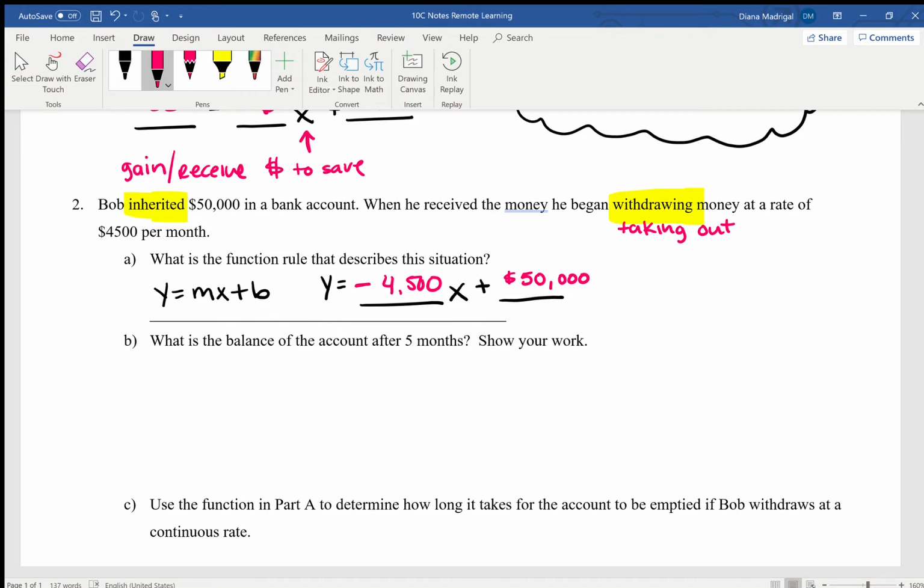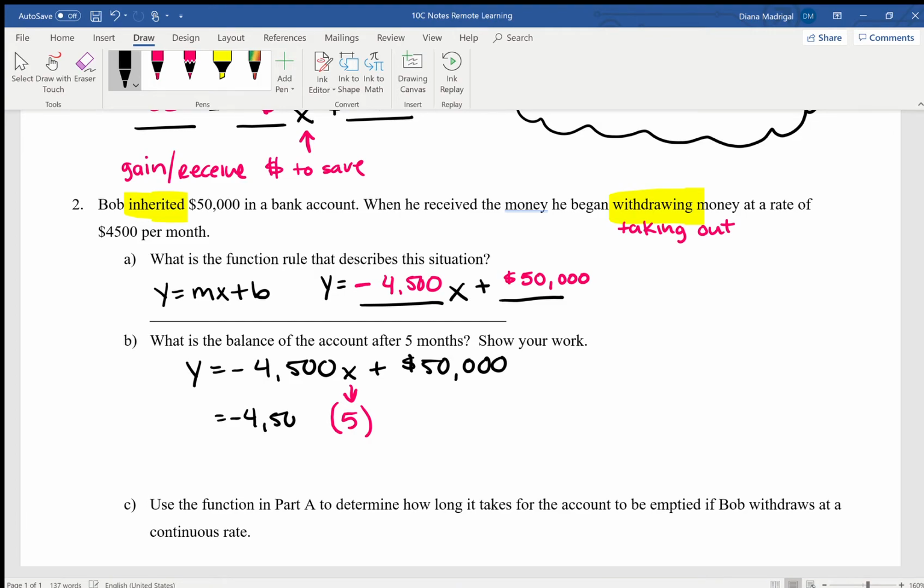2A. Okay, 2B says, what is the balance of the account after 5 months? All right, we're going to use our equation. We have y equals negative 4,500x plus 50,000, sorry. And they're talking about after 5 months. Remember, x means the months. So all I'm going to do is plug in 5 for x.